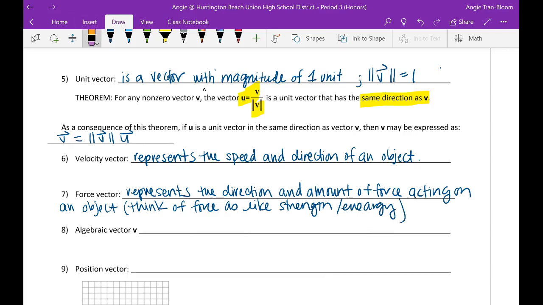Well, I think I spelled energy so fast that it looks wrong. There's an R right here.